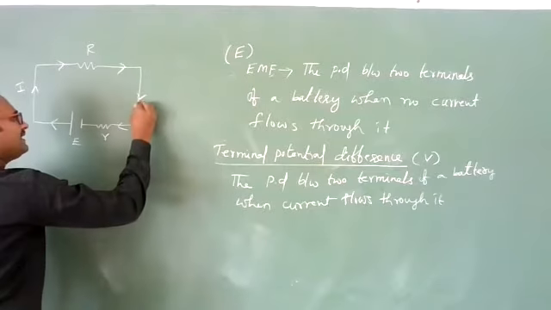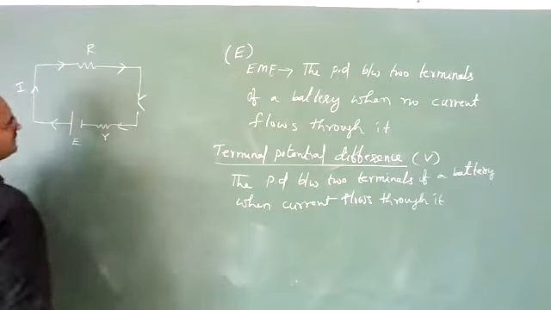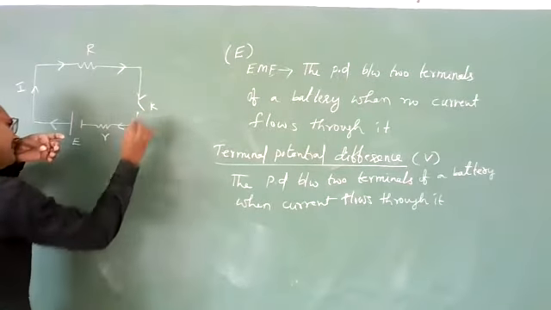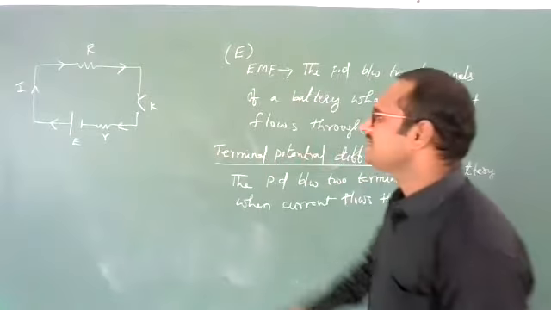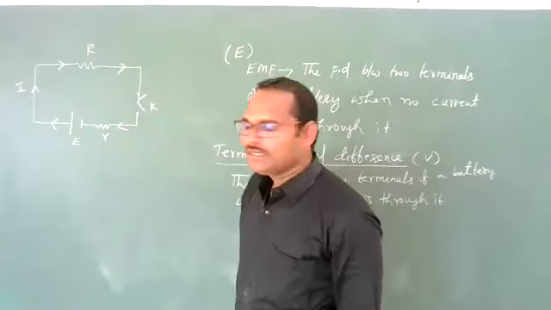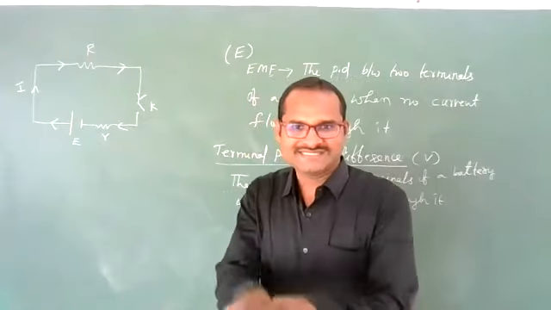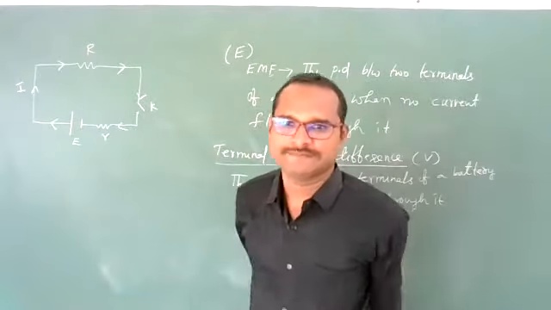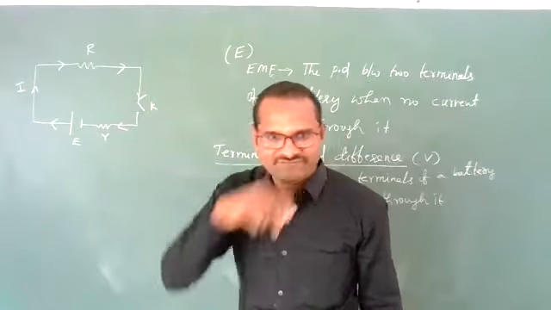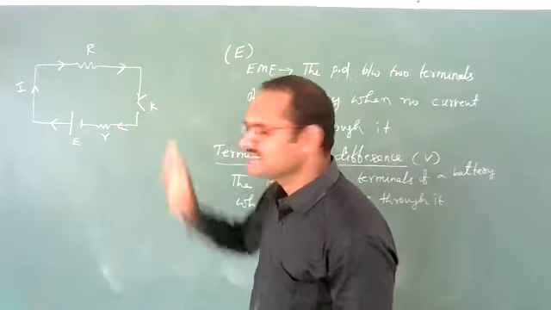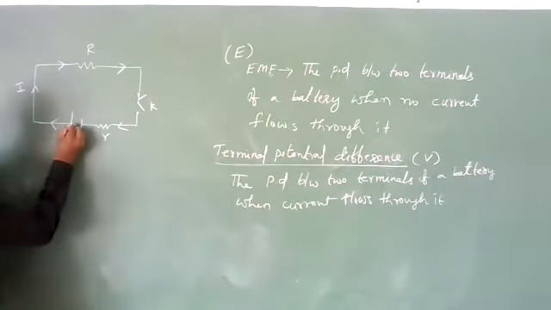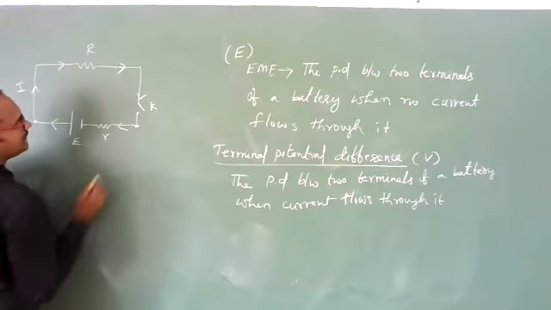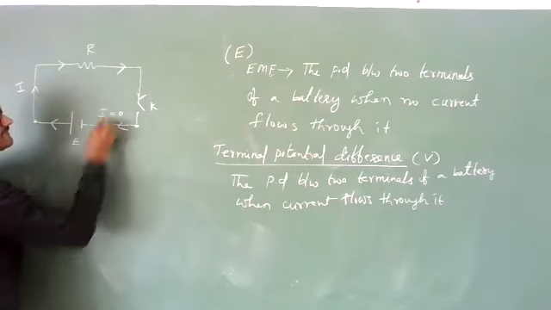Let us suppose one key K is provided in this circuit. Students, since the key is open, no current will flow because there is no free conducting path. It is an open circuit. Current cannot flow, there is a break. In that situation, the potential difference between these two terminals, because current in this case is 0.